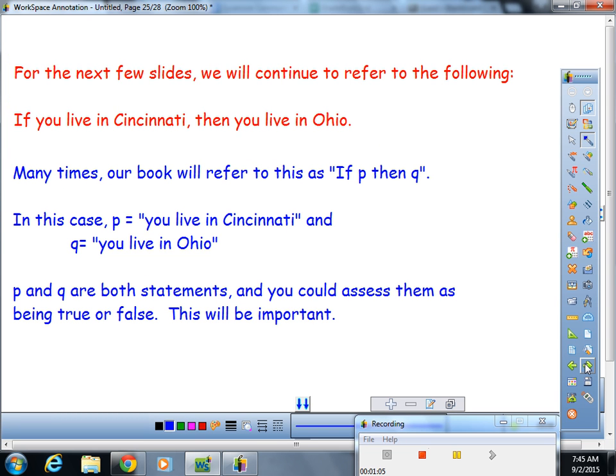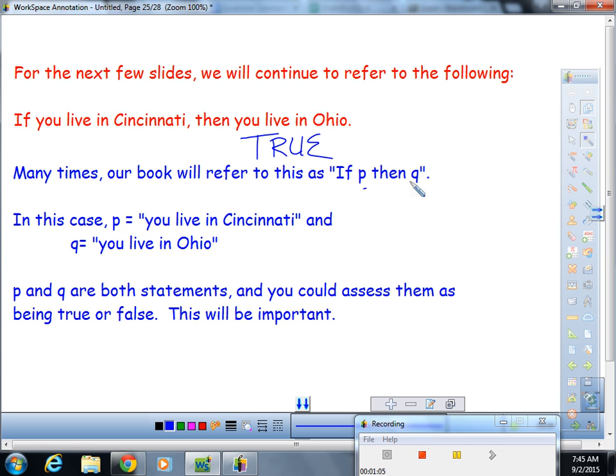Okay, so for the next few slides, we'll continue to refer to the following if-then statement. If you live in Cincinnati, then you live in Ohio. Is that a true conditional statement? Yes, it is. So this is true. A lot of times our books will just refer to this as if P then Q as a shorthand.